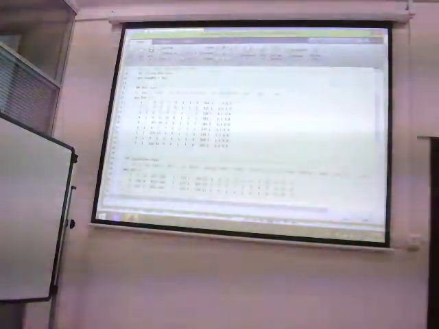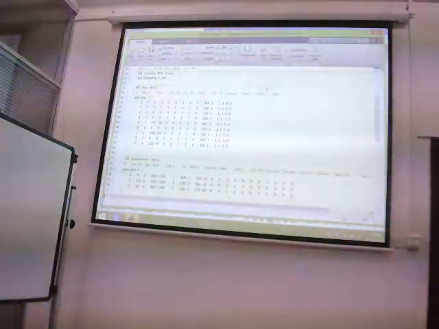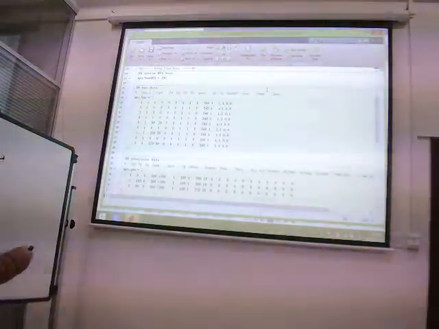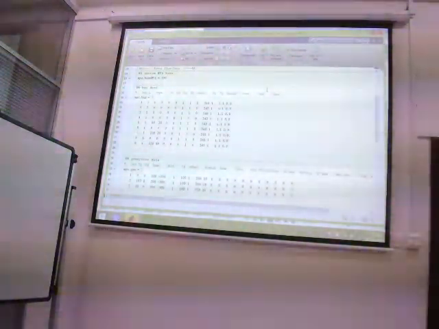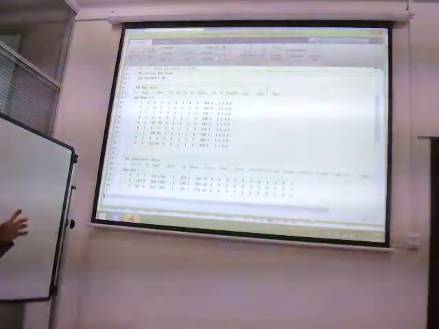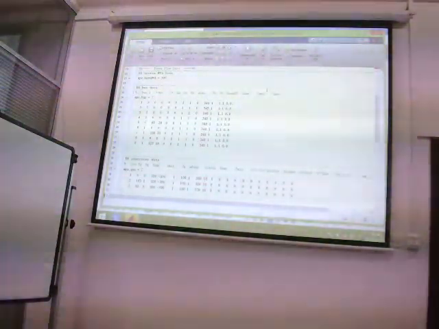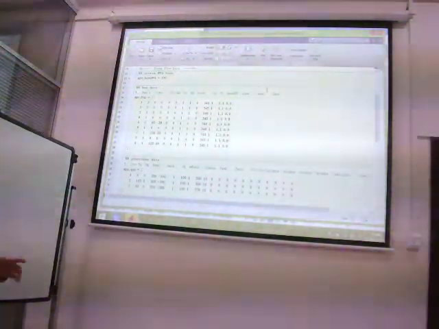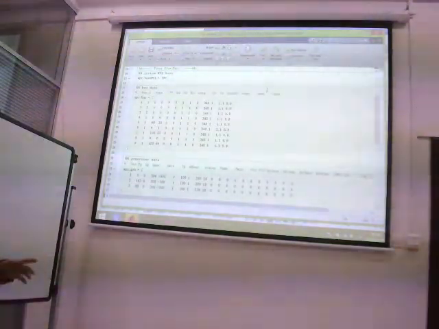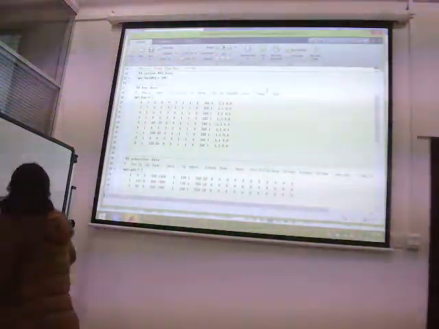Here we have the bus data. We see we have 9 buses because we have nine nodes. For bus 1, it is called the swing bus, also known as the slack bus.